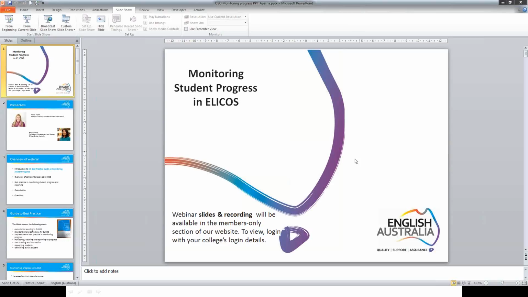Some providers will have a different policy for their VET students or their ELICOS students. And sometimes within that policy, they may even have different requirements for different disciplines or different courses. So you might have different requirements for your competency-based ELICOS compared to your general English. Yeah. Thanks, Melita.